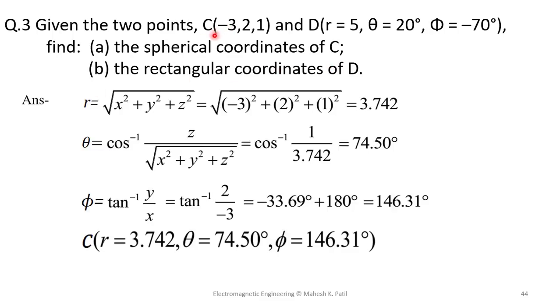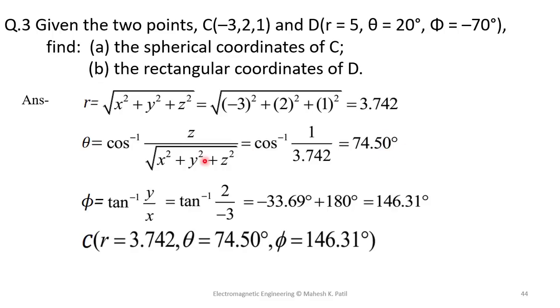So we will see the first conversion. So r will be square root of x square plus y square plus z square. So it will be square root of -3 square plus 2 square plus 1 square. So if I simplify this, we'll get the answer as 3.742. Theta will be cos inverse of z upon r. So z value is 1 here, and r we got this answer as 3.742. So cos inverse of 1 divided by 3.742.